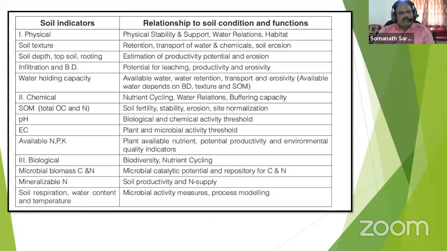And the biological properties or indicators are the microbial biomass, carbon and nitrogen, mineralizable nitrogen, soil respiration, water content, and temperature. When the soil moisture improves in the soil, it maintains the soil temperature also. And when soil temperature improves, the soil microbes and their biomass and their diversity also improve in the soil. When the diversity of the microbes improves, then soil respiration improves in the soils.